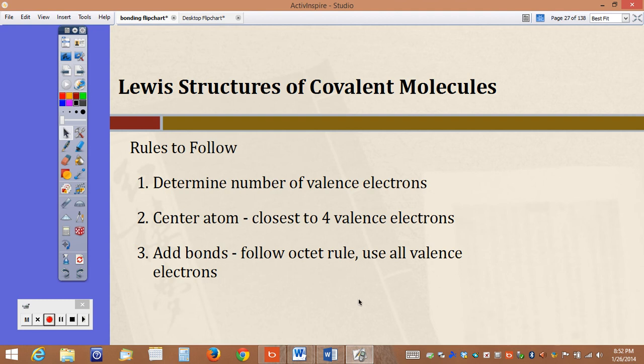The rules are, first, determine how many valence electrons you have. Second, determine which atom to put in the center. When doing so, find the atom that has as close to 4 electrons as possible. Next, add your bonds. When doing this, be sure to follow the octet rule, where every atom will end up with 8 valence electrons, and make sure all the valence electrons have been used.